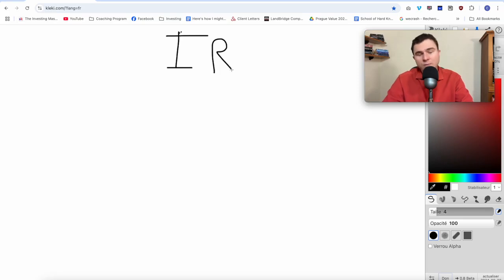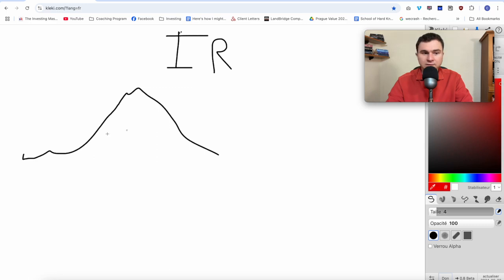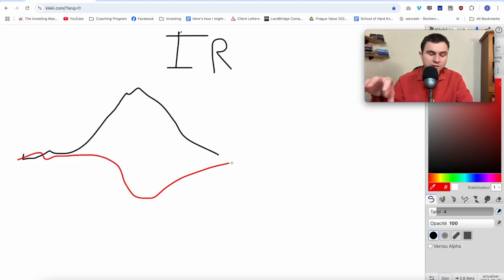So normally, most of the time, if interest rates are up, if you have this chart and you have some high interest rates, it's very likely that the PE ratio for the S&P 500 will look like this. Warren Buffett said, interest rates is to stocks what gravity is to matter. And in this video, I will explain why.